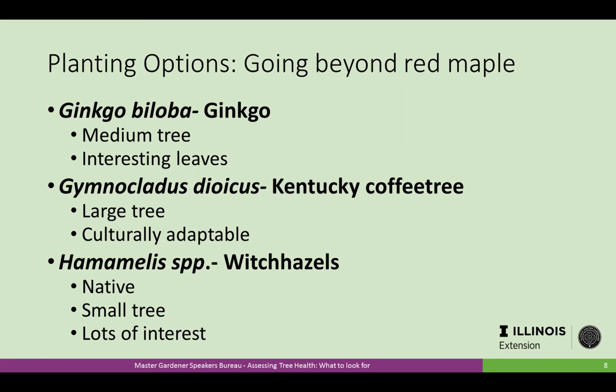The Kentucky coffee tree, I love this tree. It's large. It gets its name from the fact that Gymnocladus actually means naked branch. And dioicus goes back to the fact that it's got male trees and female trees. It's very prolific.